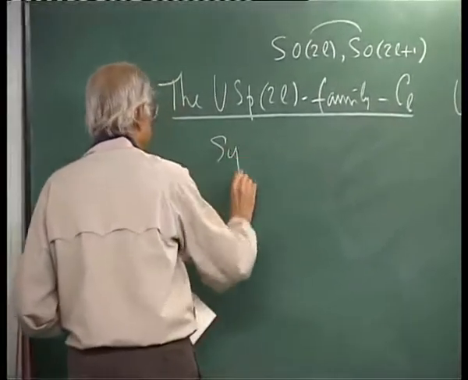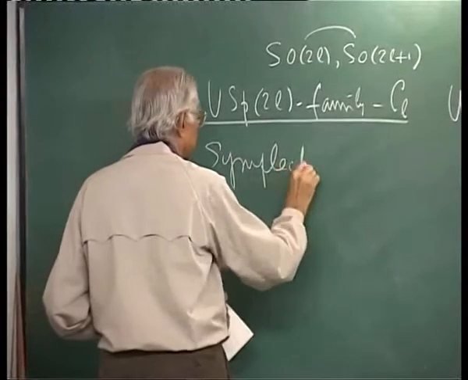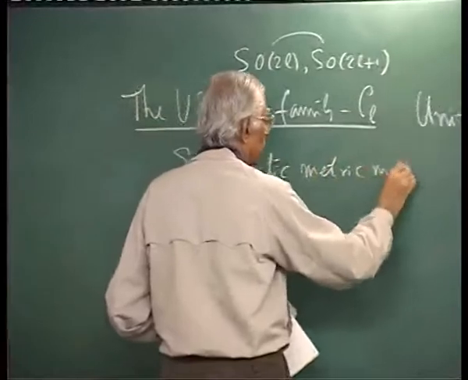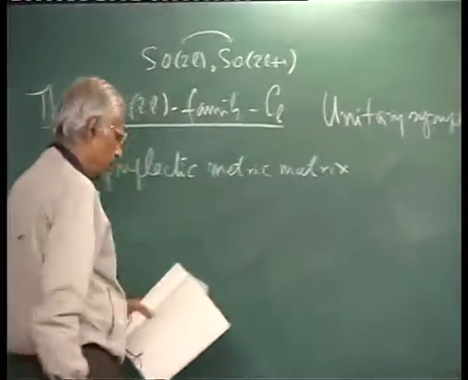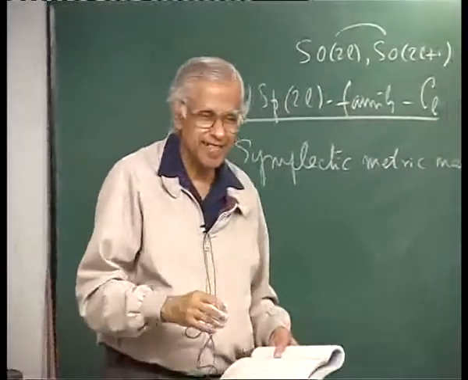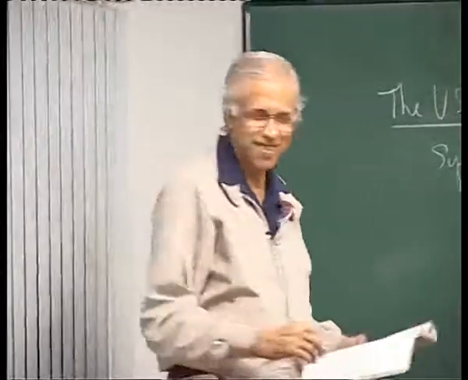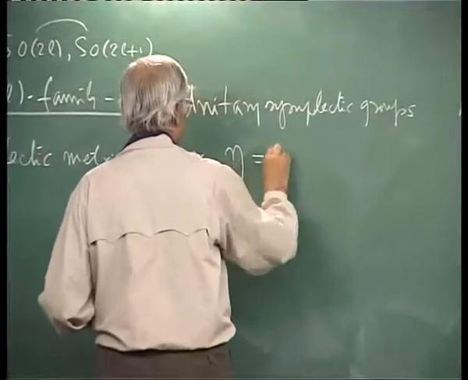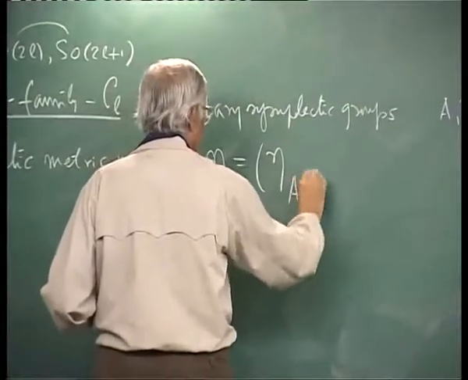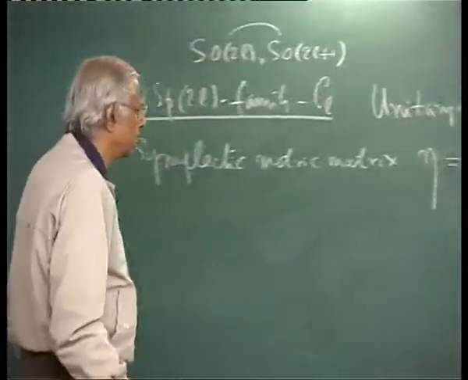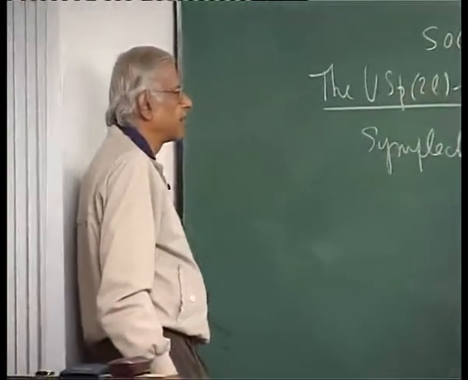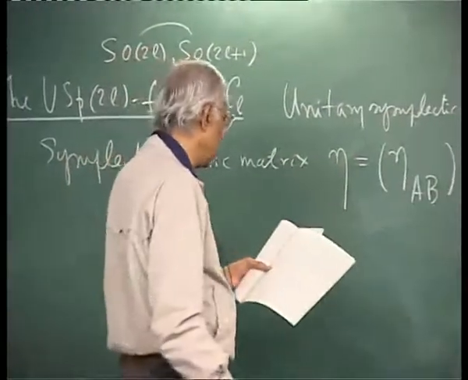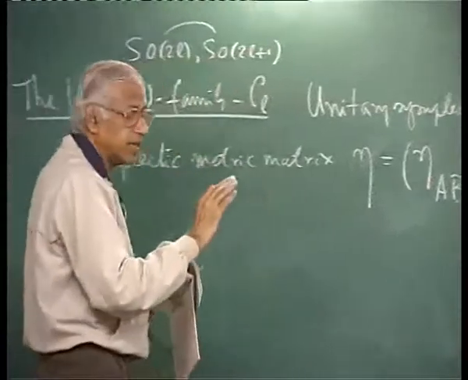Then we define, this is not yet the definition of the group, the symplectic metric matrix. And when I show you this matrix, you will see this braiding happening. We use a symbol for it. It is called eta. And it is written as a matrix with the row index A, column index B. So A and B, capital A and B, run over the range 1 up to 2L. So this is a matrix of even dimension.